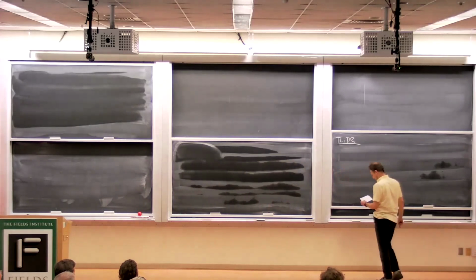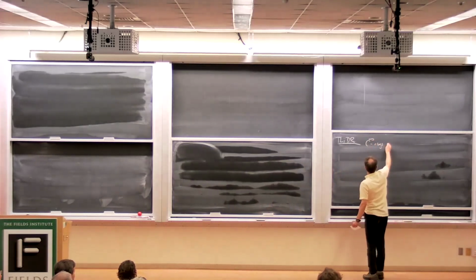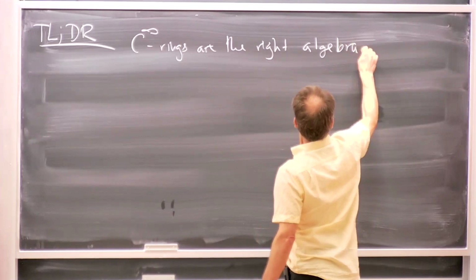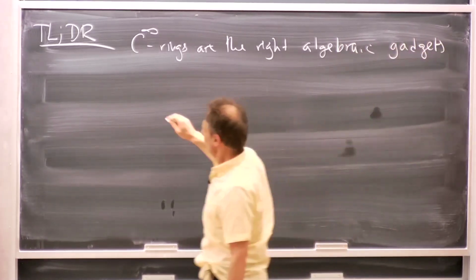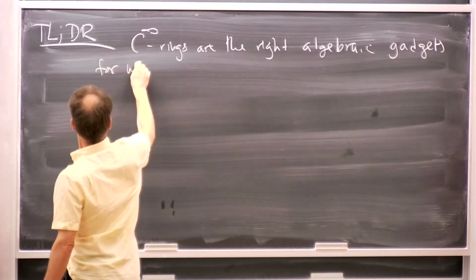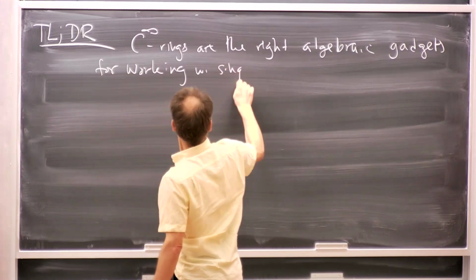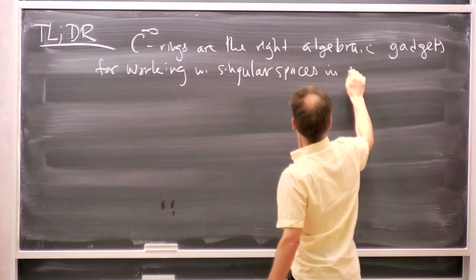So what do I want to say? C infinity rings are the right algebraic gadgets for working with singular spaces in differential geometry.